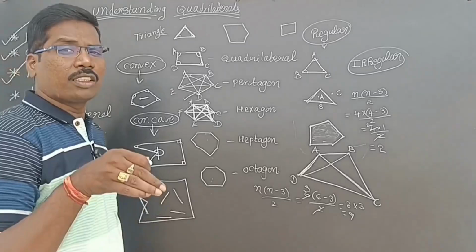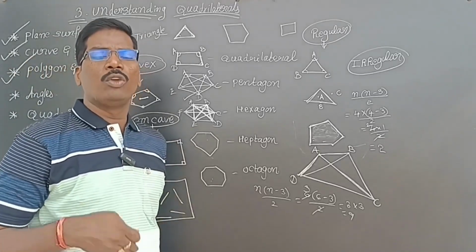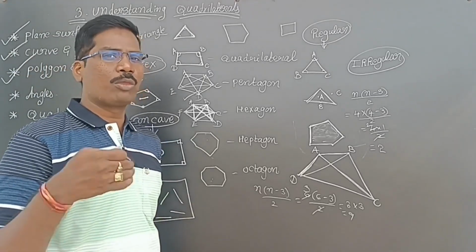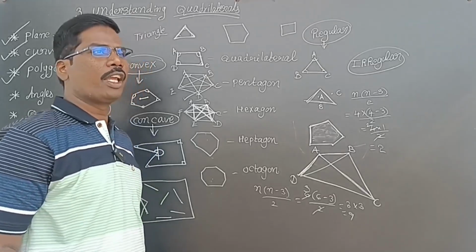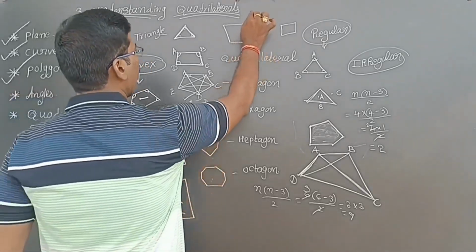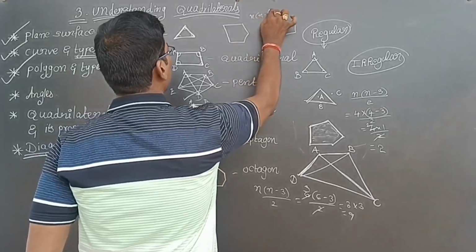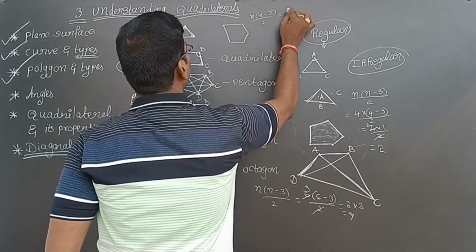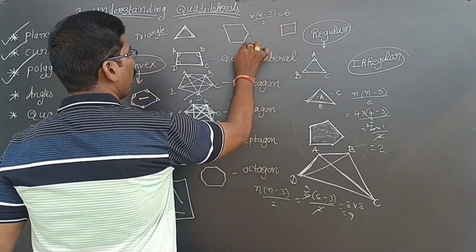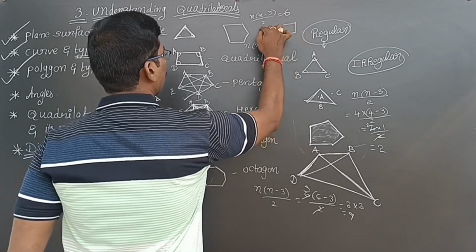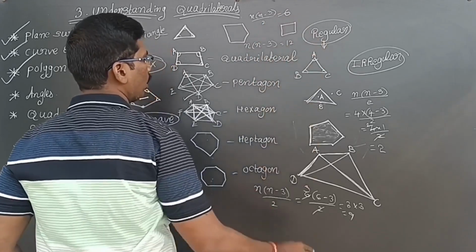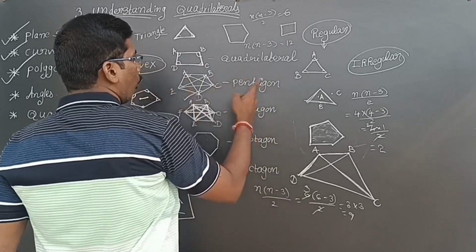The number of the diagonals is 6 in a polygon. Then what is the name of the polygon? So means what? They have given n into n minus 3 by 2 is equal to 6. Now how can you write? n into n minus 3 is equal to 2 sixes are 12.